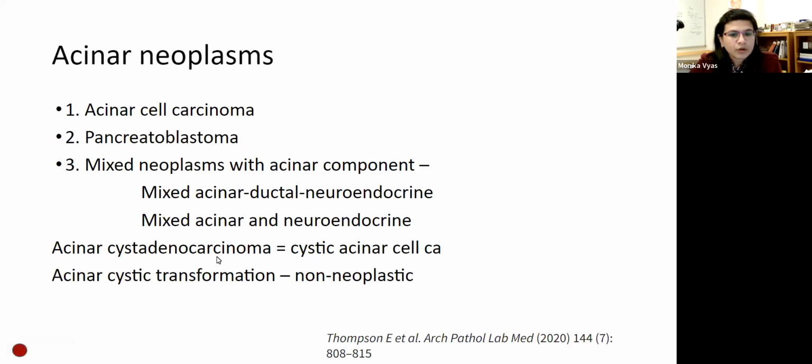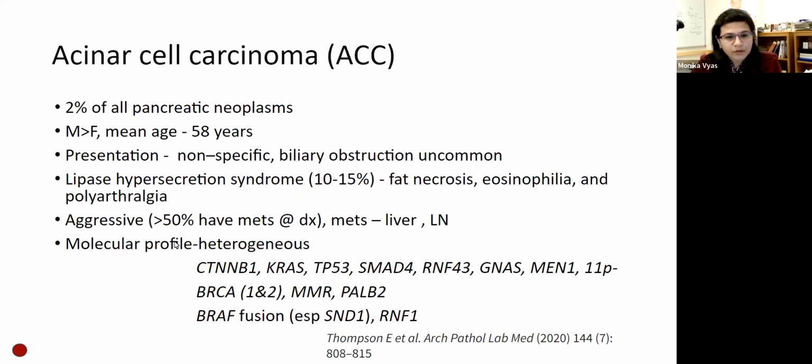prognosis. So, and then you have some benign entities like acinar cystic transformation, which are just cysts lined by very bland looking acinar epithelium. And we now know that this is a reactive phenomenon from duct obstruction and not really a neoplasm. So I don't want to go into a lot of details, but these neoplasms are very rare, and the presentation is usually non-specific, just like any other pancreatic malignancy.